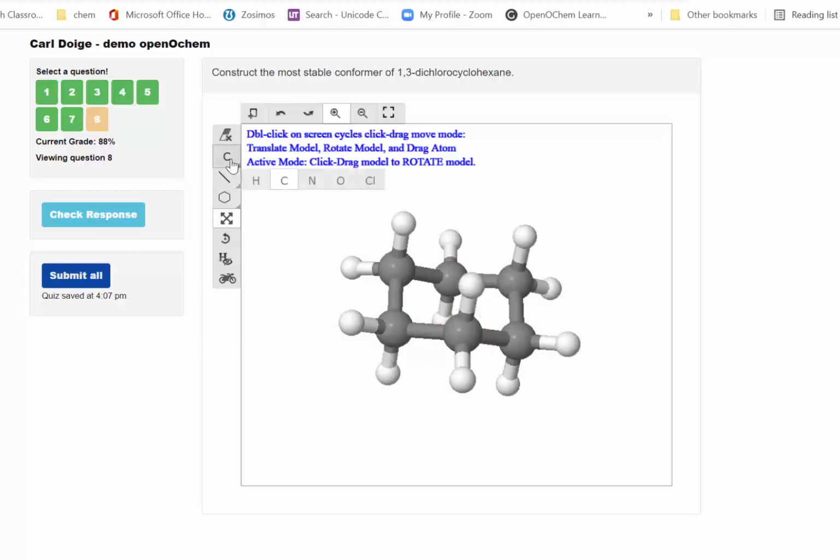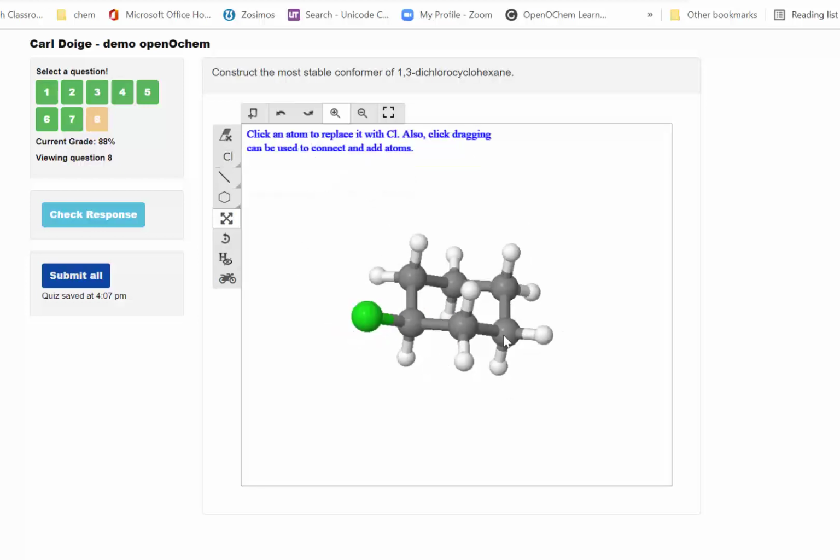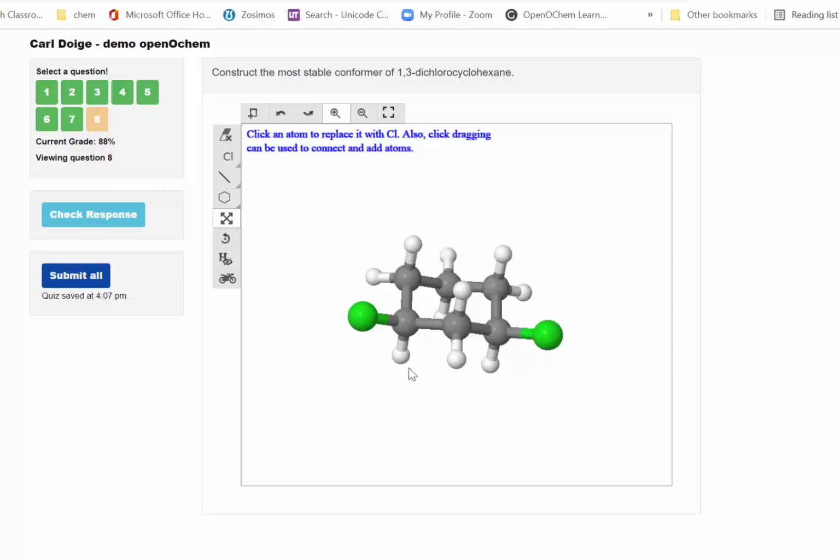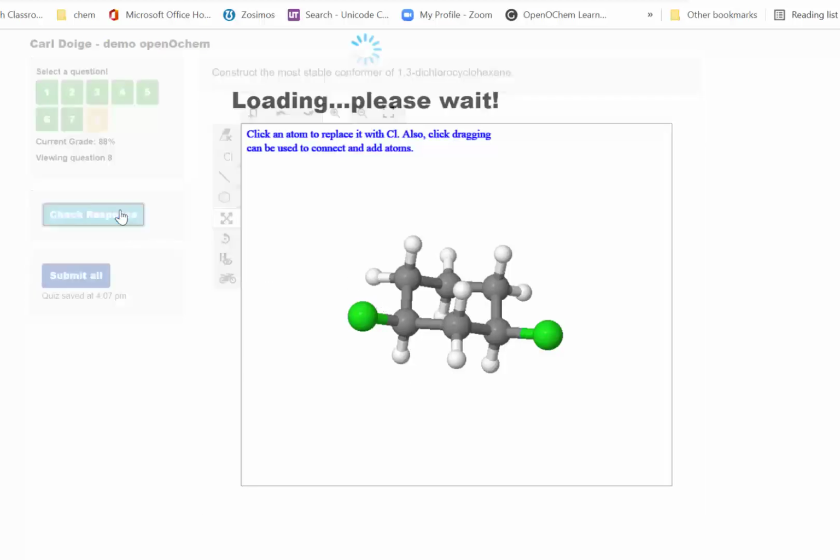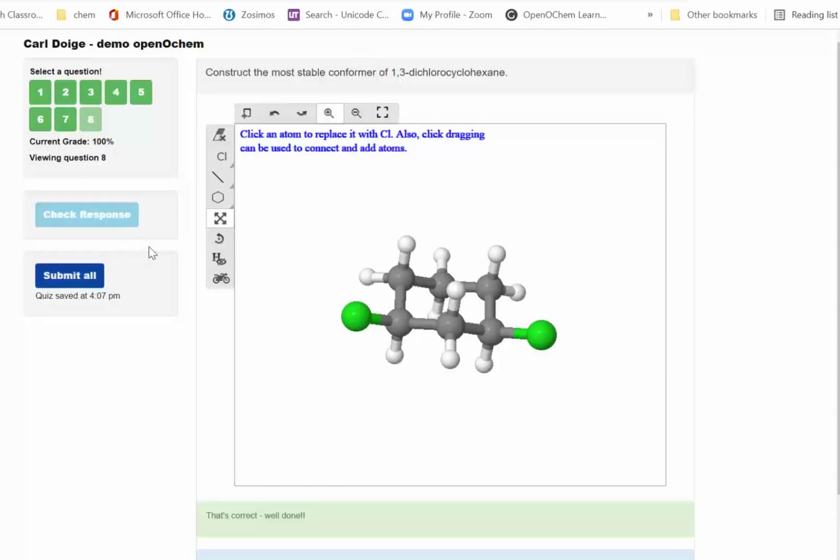So I'm going to now choose my bond tool here, or my atom tool, choose the chlorine, click here, click here. So now the 2 chloro groups are in the equatorial position. This should be the more stable conformer. So let's check our answer, and indeed we're now complete.